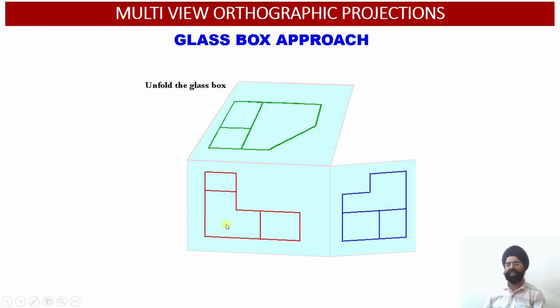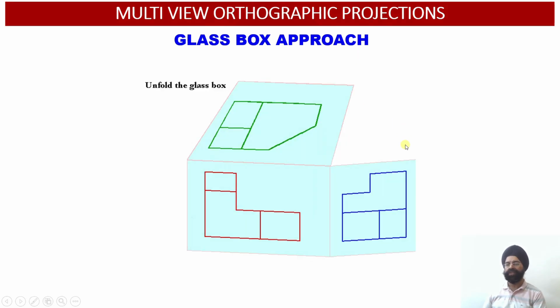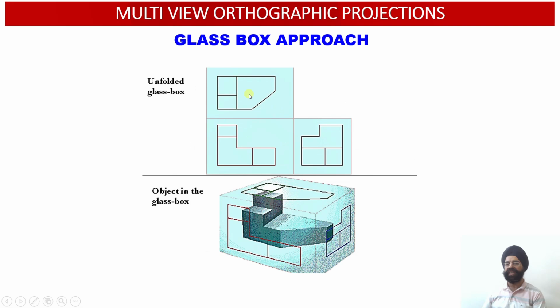So these are the projections: front view, top view, and the right side view. The right side view projections have been drawn on the right hand side. So this will be moving upwards over there, right? So this is how the projections are obtained. Front view, this is my top view, this is my side.